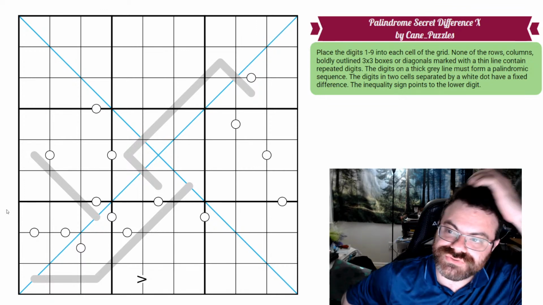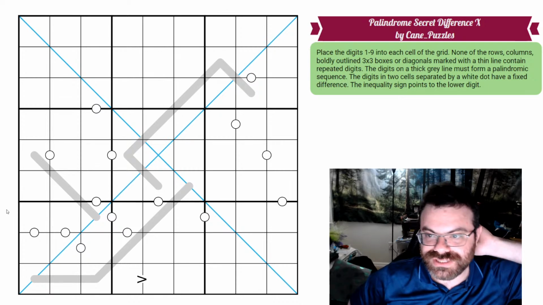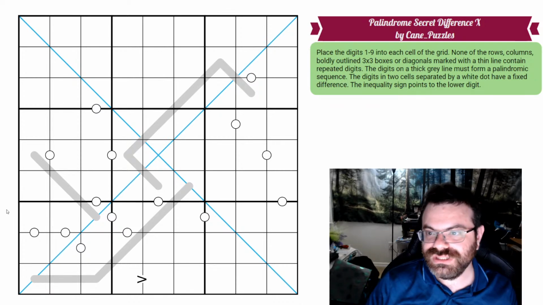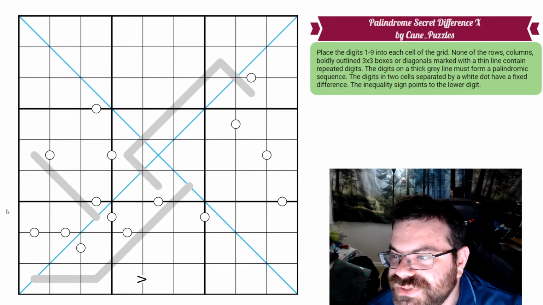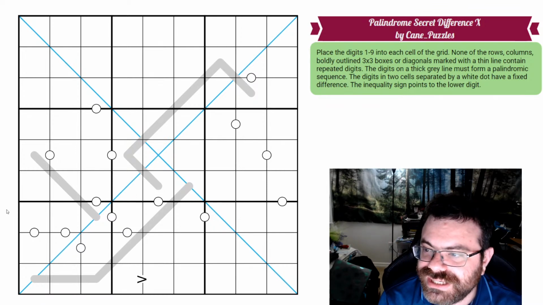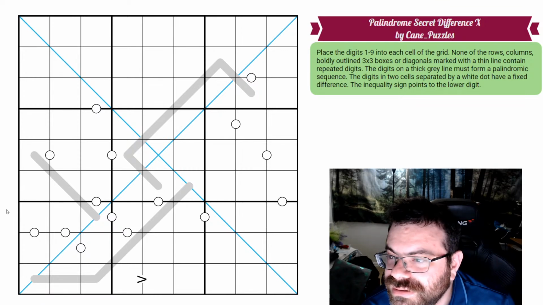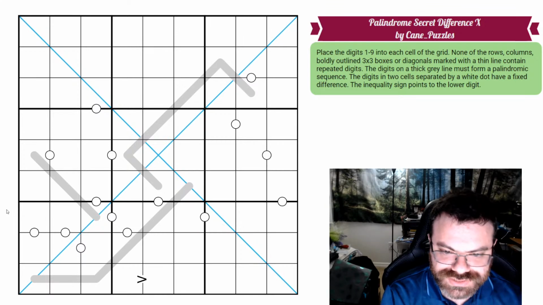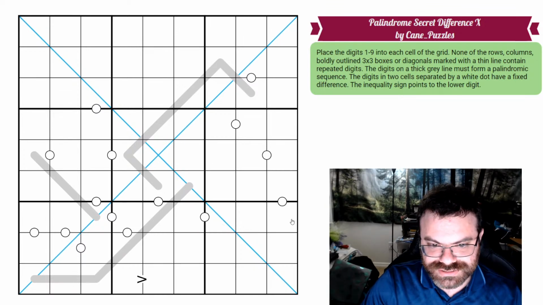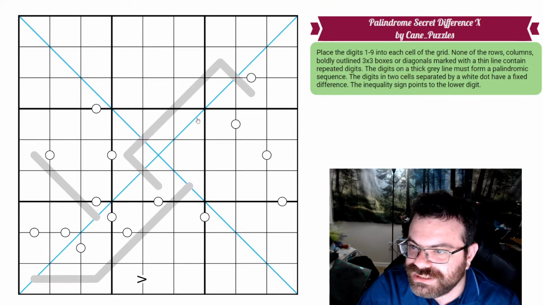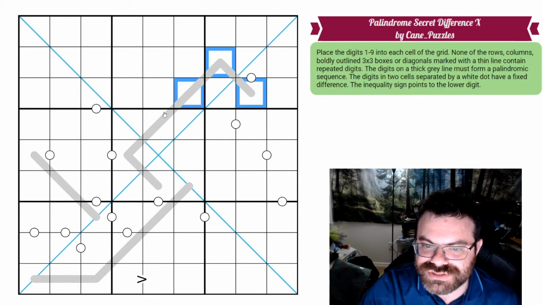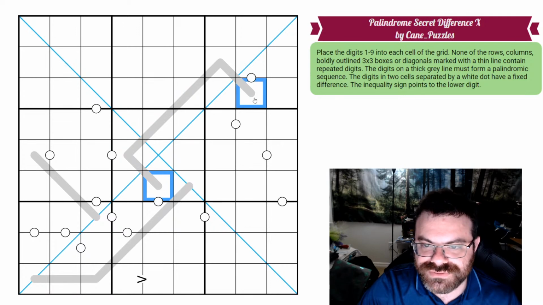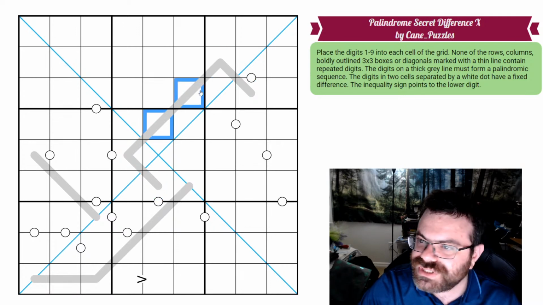This is called Palindrome Secret Difference X by Kane Puzzles. Normal Sudoku rules apply. Also Sudoku X rules apply, so the main diagonals can't repeat 1 to 9. These lines are palindromes, so they're the same forward and backwards. These two are the same, these two are the same, these two are the same.